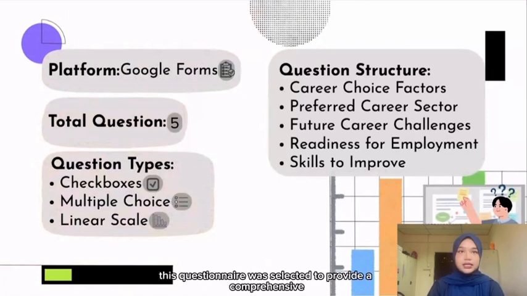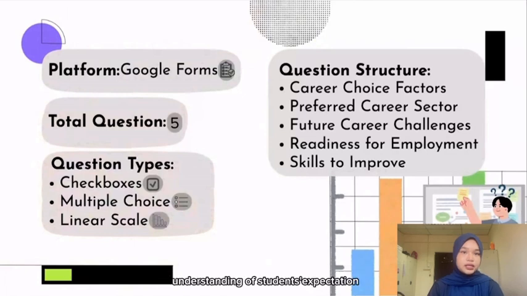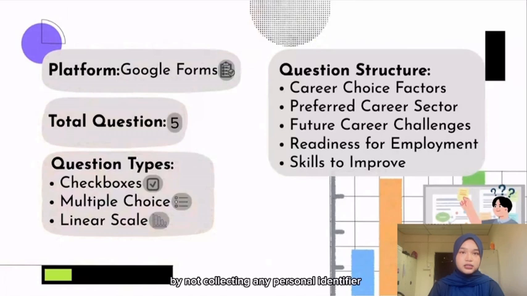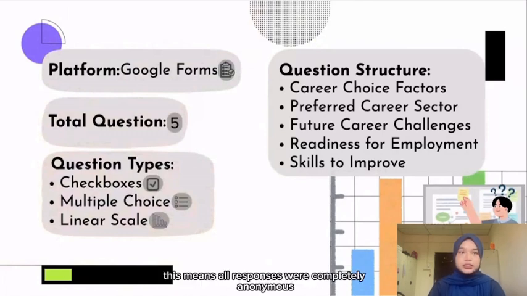This questionnaire was selected to provide a comprehensive understanding of students' expectation, concern, and preparedness for their future career. Most importantly, we follow ethical research guidelines by not collecting any personal identifier such as names or student ID numbers. This means all responses were completely anonymous, which protects the privacy and rights of our classmates.